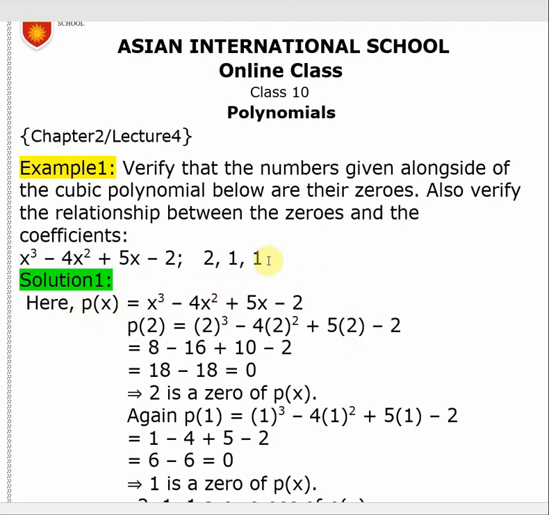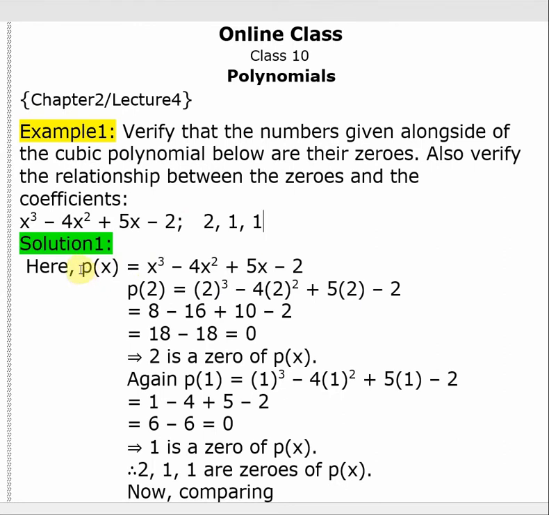So let's check. What we have to do: P(x) equals x cube minus 4x square plus 5x minus 2. In this equation we have to replace x with the value 2, so that we can check whether 2 is a zero or not. So P of 2 equals 2 cube minus 4 into 2 square plus 5 into 2 minus 2. In place of x I have just put 2. All the x are replaced with 2.